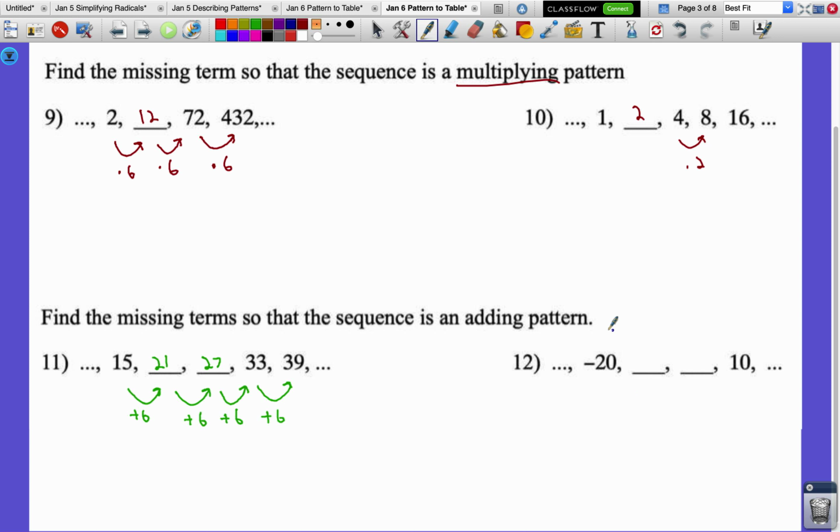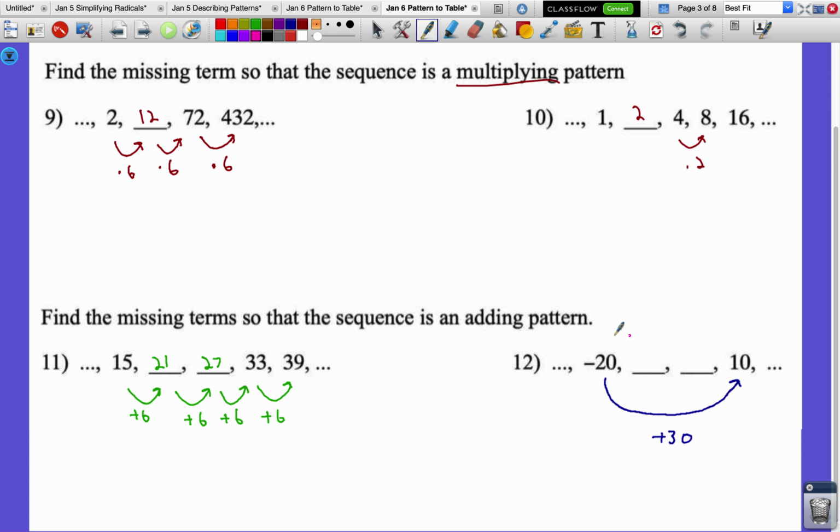Now this is our hardest type. We don't have 2 numbers next to each other, we just have the gap in between. So let's figure out how I get from -20 to 10, and then we'll subdivide that jump there. To get from -20 to 10, I must add 30 each time. You could get that by doing 10 minus a -20.